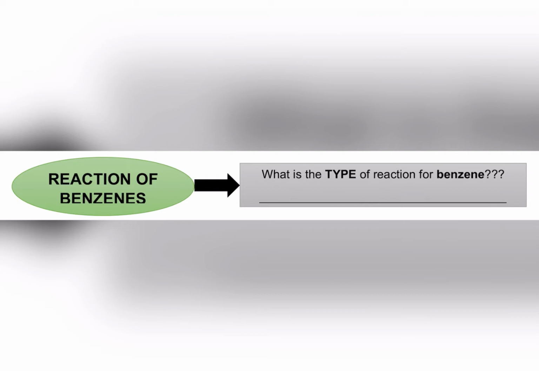It will happen around the ring, where you can see around the ring you have hydrogen. So this hydrogen will be replaced with an electrophile. So the type of reaction will be electrophilic because an electrophile will replace it in this reaction. And benzene is aromatic, so we are going to put aromatic. And because the electrophile replaces the hydrogen around the benzene, it will be substitution.